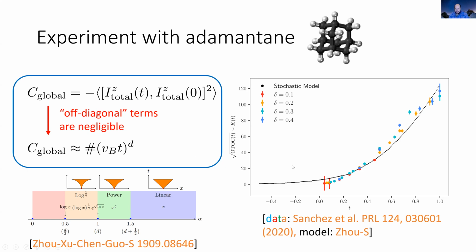But let me just say that they can do the experiment. They did the experiment, and they actually measured this global OTOC. And they're plotting here for some reason the square root of it. I won't explain that, but just square it in your head. And you can see you get up to a value of about 10 to the 4.